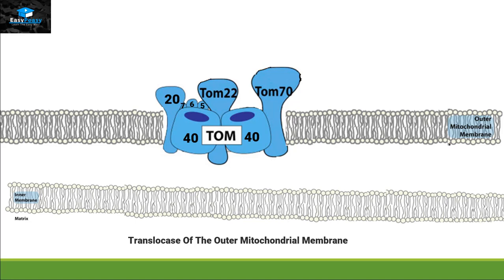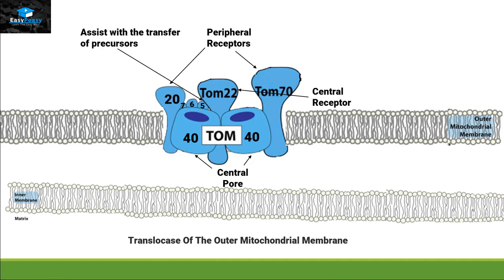Tim complex consists of a central pore region called Tim40. They have Tim22 that is called the central receptor. Tim70 and Tim20 are called peripheral receptors. Tim5 assists with the transfer of precursor proteins. Tim6 stabilizes the Tim complex, and Tim7 usually assists the Tim dissociation.